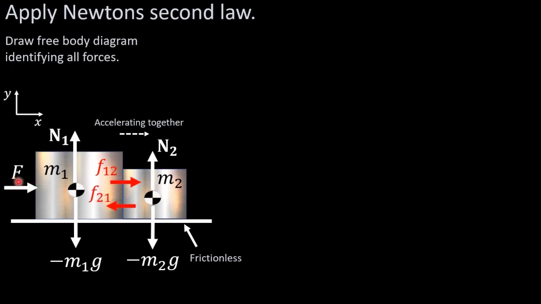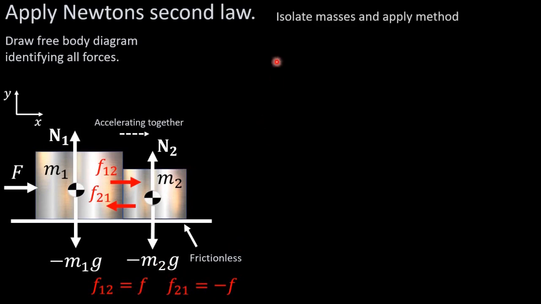So as this force is applied on these two particles, this mass is going to exert a force onto this mass, and this mass will exert a force onto this mass. We're going to say the force that mass 1 exerts onto mass 2 is going to be F, and the force that mass 2 exerts onto mass 1 is going to be minus F. So we're going to isolate the masses and apply our method.